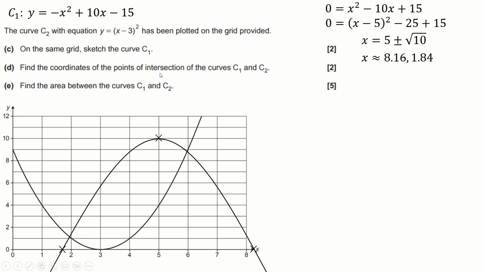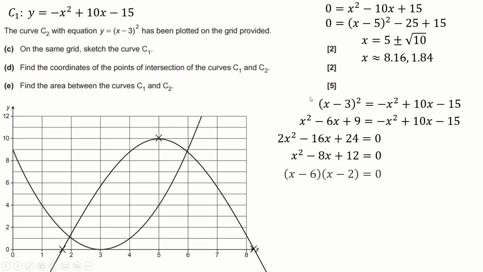Anyway, so what I did was I just set the two things equal to each other and solved. Of course, I got the answers of 2 and 6, which means the y coordinates of 9 and 1, which means my graph is ever so slightly drawn in the wrong place, but it's okay.